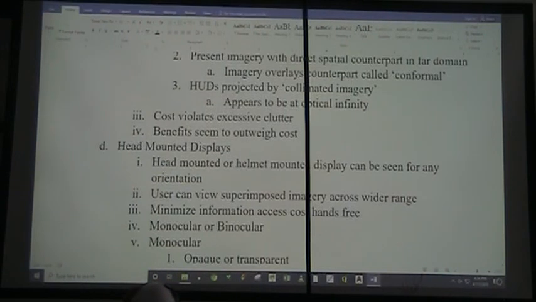Heads-up displays are projected by what we call collimated imagery. So, in other words, it appears to be at optical infinity, which makes it easy because it's taking that near domain information and projecting it like it's far domain.